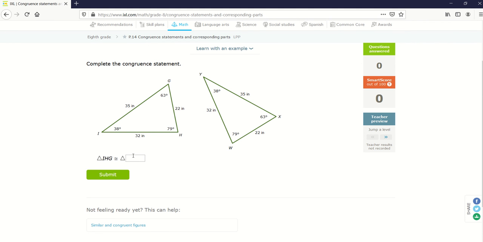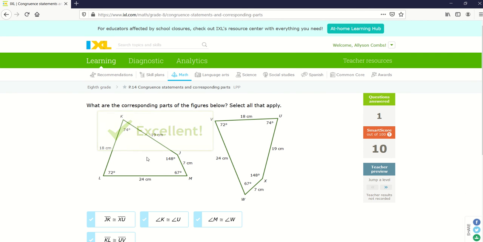So in this case, you have to write this statement as matching up the angles. The first one is angle I, which is 38 degrees, so we have to put Y first because Y is 38 degrees. Then H is 79 and W is 79, so we're going to put W, and then we can end with G and X, because we have to match up the angles for them to be congruent.